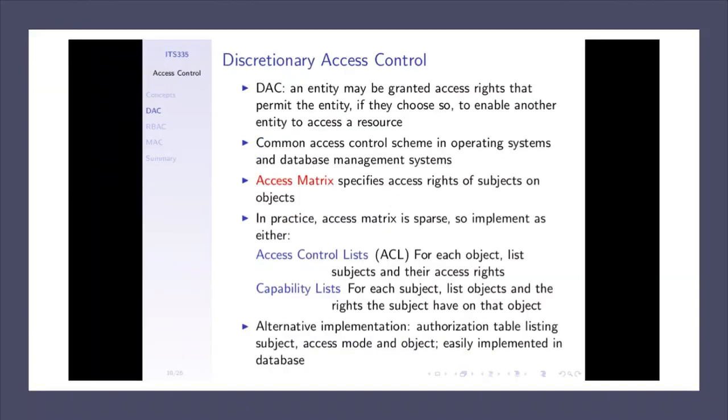So let's talk about discretionary access control. In discretionary access control, a person has access to that file, and other than that, that person can give access to other people also. So in discretionary access control, a person can give access to others too.